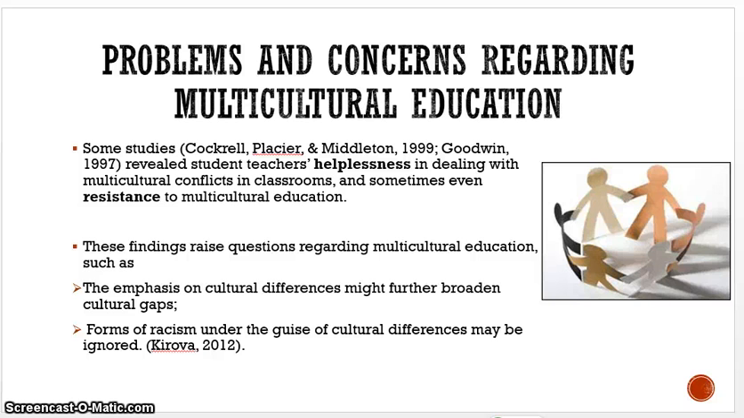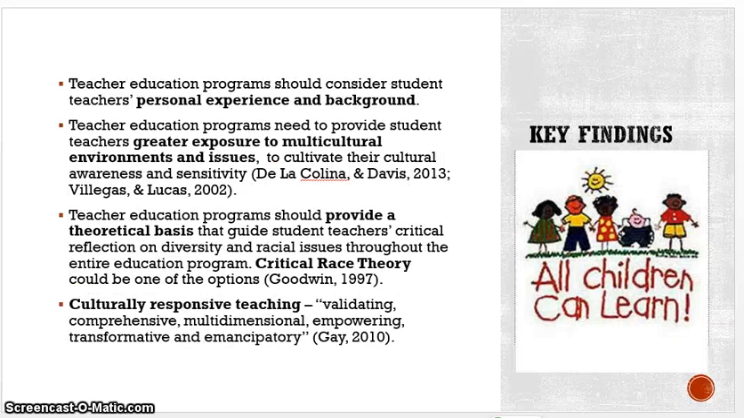Forms of racism under the guise of cultural differences may be ignored, which may cause the taken-for-grantedness of racial dominance. This may also be one of the reasons that some student teachers feel reluctant or helpless in dealing with racial issues in multicultural classrooms. So, how to deal with these problems and concerns?